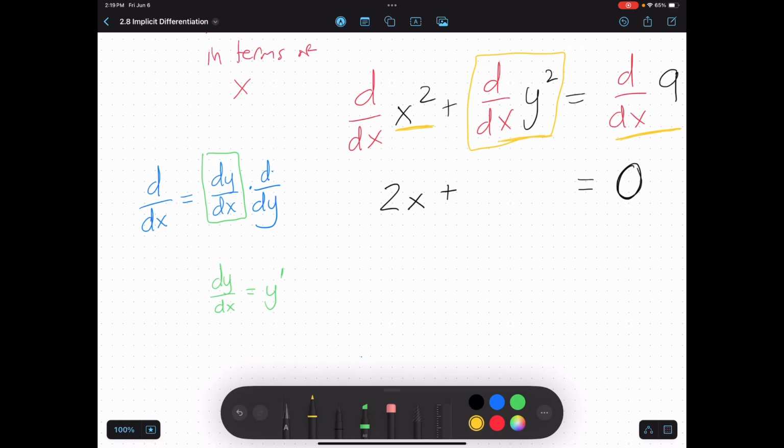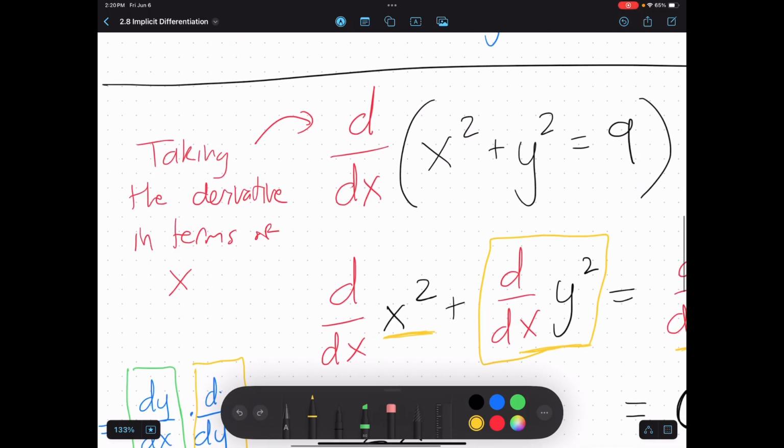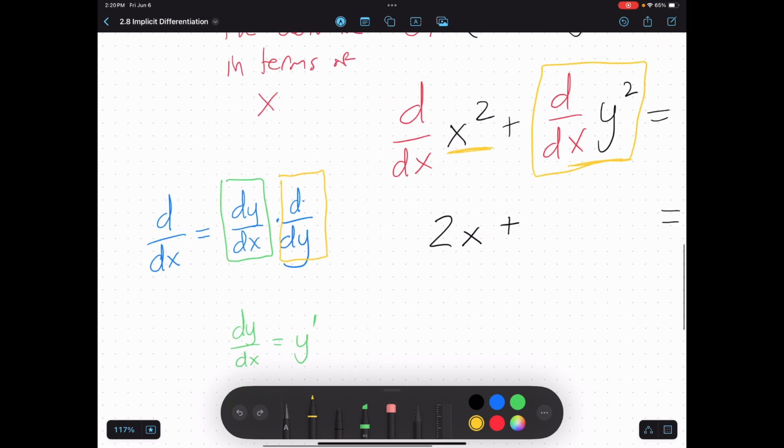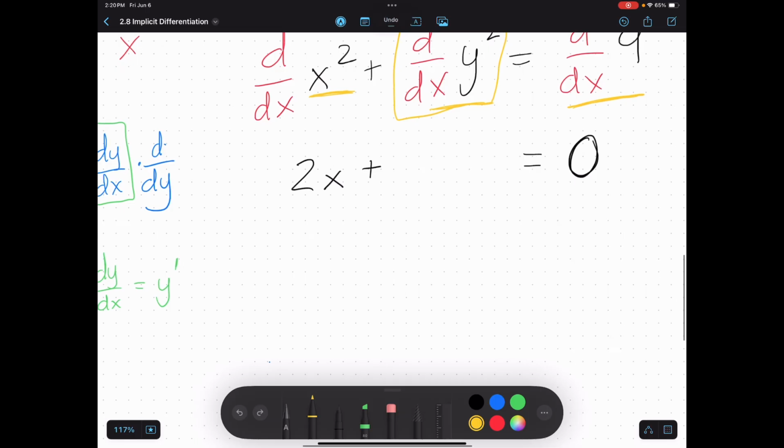But what's important about this piece? This notation now means I'm taking the derivative in terms of y. How is the function changing as y changes? Right? We saw that earlier with d over dx. d over dx just means I'm taking the derivative in terms of x. So if I switch that to d over dy, I'm now taking the derivative in terms of y. So how does that help me?